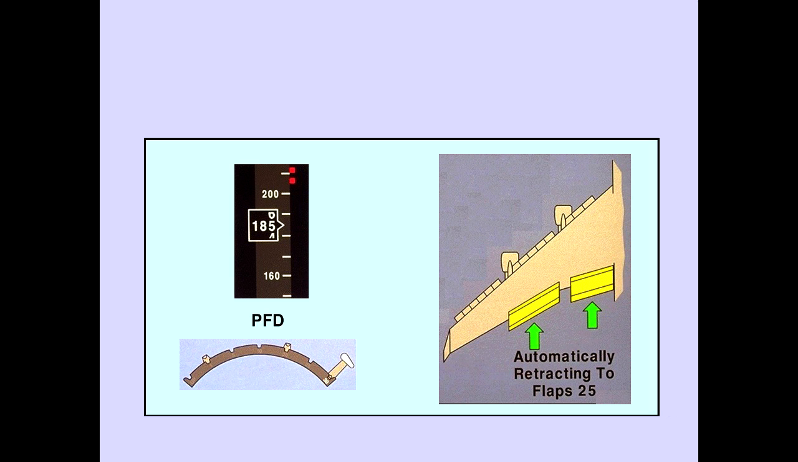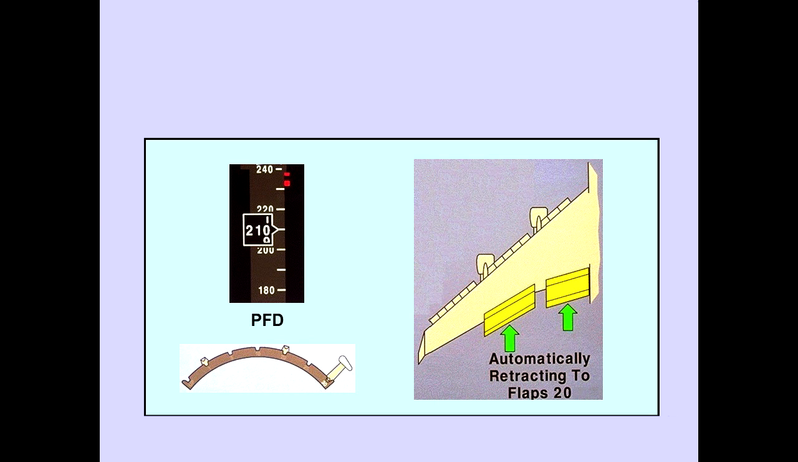If the flap airspeed limit is exceeded with flaps 30 selected, the flaps automatically retract to the 25 position. If airspeed is still excessive at flaps 25, the flaps automatically retract to flaps 20.